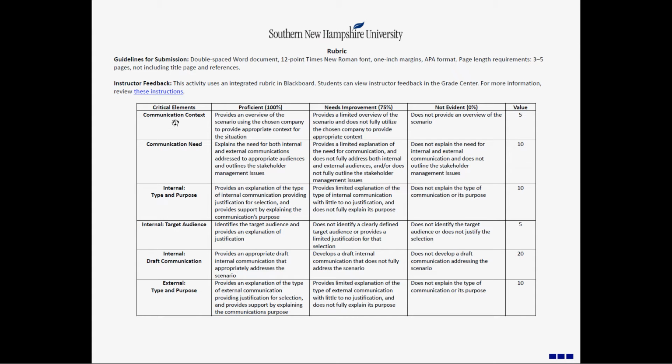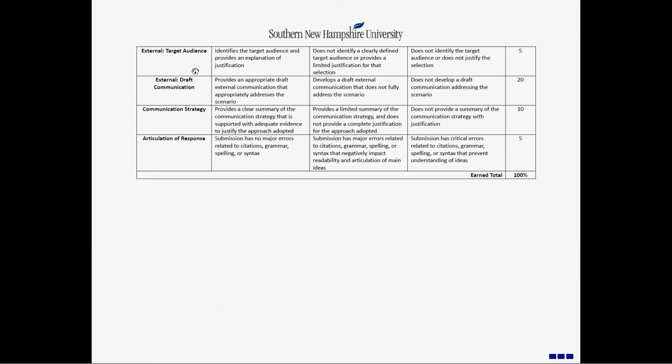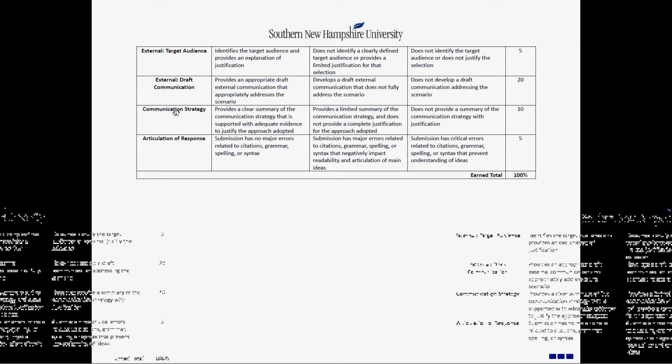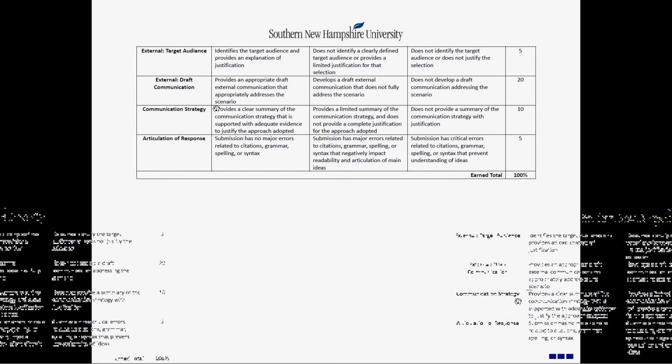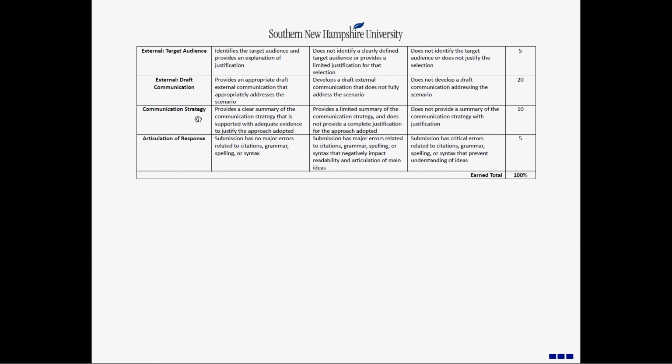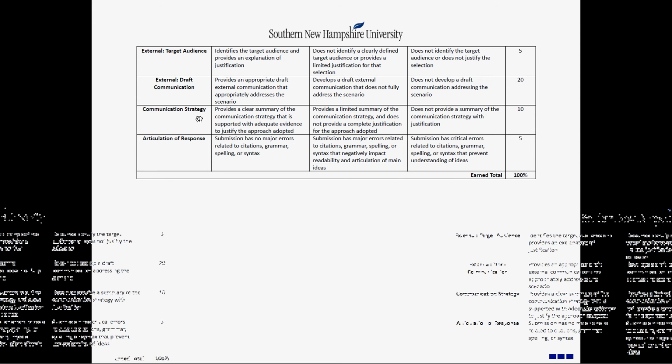So let's look then at the rubric. And what we're going to see is that those exact same critical elements that we just enumerated, that were listed in the guidelines, are now listed in the rubric. Communication context, communication need, internal type and purpose, internal target audience, internal draft communication, external type and purpose, external target audience, external draft communication, communication strategy. We looked at every one of those as critical elements. They are all included in the rubric. There are no curveballs here. There are no magic tricks where we're pulling something out of our hat.